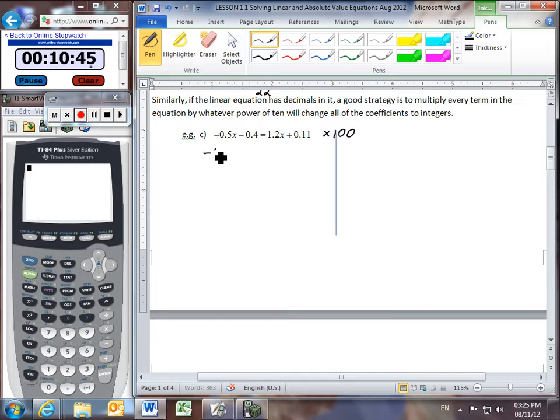So that gives me, as I multiply every term by 100, -50x minus 40 equals 120x plus 11. Let's bring the linear terms to the left and the constant terms to the right. -170x equals 51, so I'll divide both sides by -170.